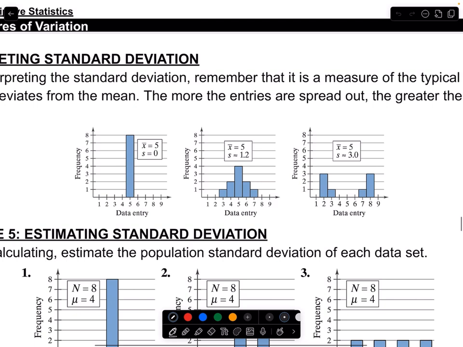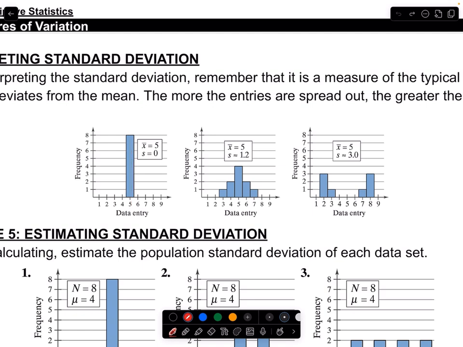So if we look at these three examples, this first example has a mean of 5, right? So this would be kind of right down the middle here. And the standard deviation is 0. So nothing deviates here. All 8 of our entries are at 5. So that's why your standard deviation would be 0.